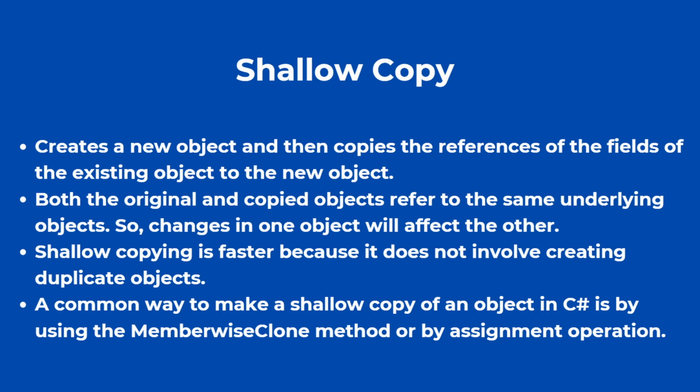A shallow copy of an object copies all of the member reference variables from the object into another. This means that if we make a change in the original object, that change will reflect in the copied, newly created object as well. And shallow copy is used when you want to keep references to the original object.